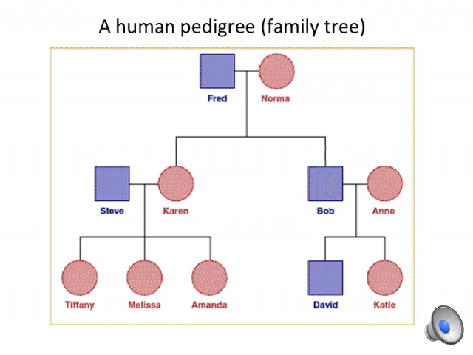Now, if you look at David and Katie, and then you look over on the left at Tiffany, Melissa, and Amanda, those guys are all cousins. So Tiffany, Melissa, and Amanda are sisters, 3 sisters, and they are the cousins of David and Katie. So cousins are related to each other.